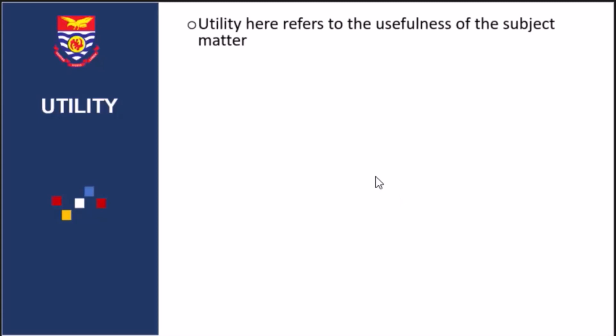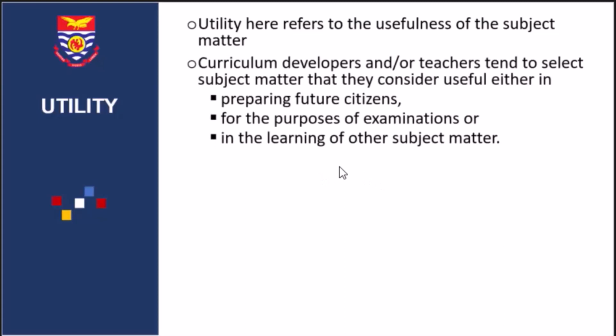Another one, as we said, is utility. And by utility, we mean the usefulness of the subject matter, how useful it is. It also influences our selection of that subject matter. Curriculum developers and or teachers tend to select subject matter that they consider useful in three ways: preparing future citizens, for the purpose of examination, or in the learning of other subjects, that is the prerequisite knowledge. So we can select subject matter based on these three.